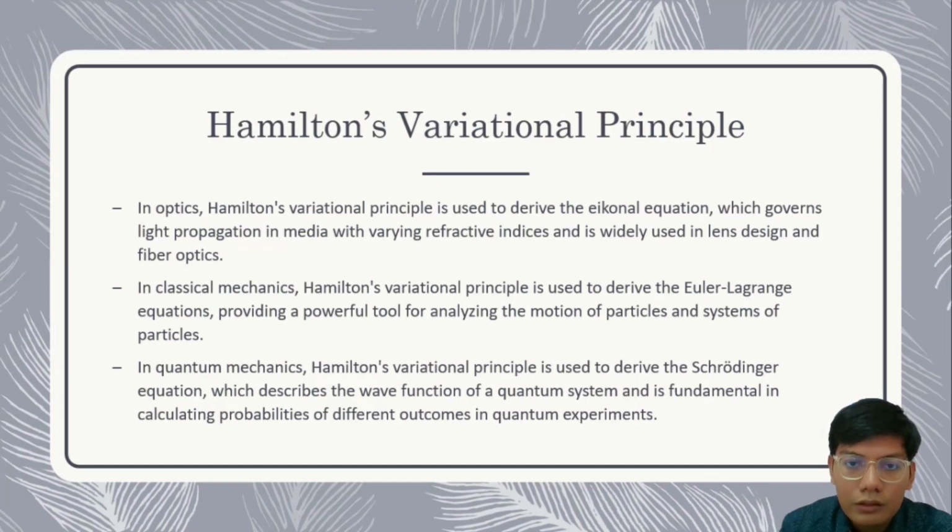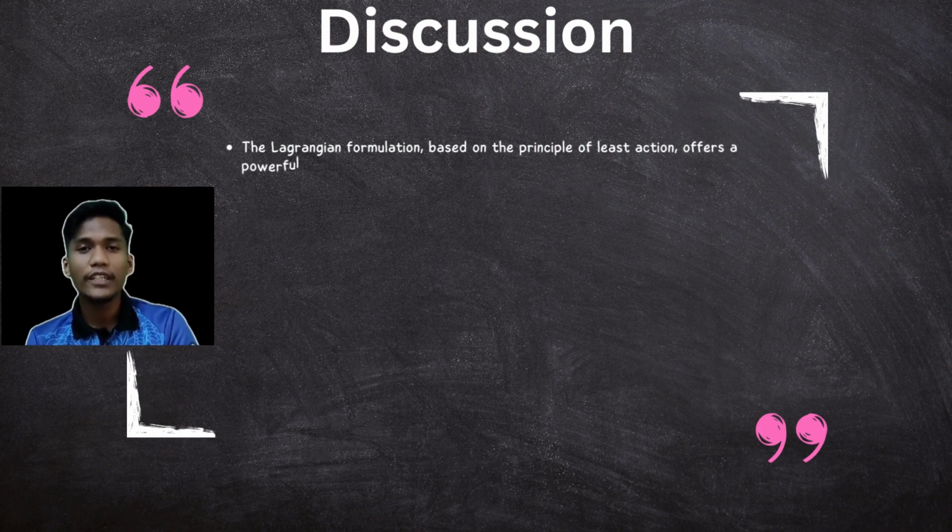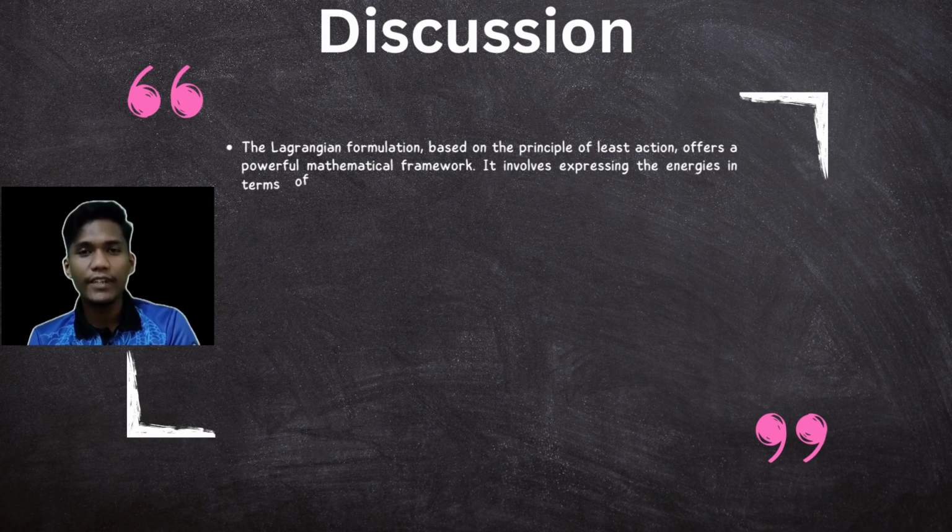The field equations derived from Hamilton's variational principle in field theories are typically partial differential equations that govern the behavior of fields, and they are fundamental in understanding phenomena such as the behavior of electromagnetic fields, gravitational fields, and quantum fields. The earlier statements provide an overview of how kinetic and potential energies are calculated within the Lagrangian mechanics formulation, and their significance in analyzing the dynamics of physical systems.